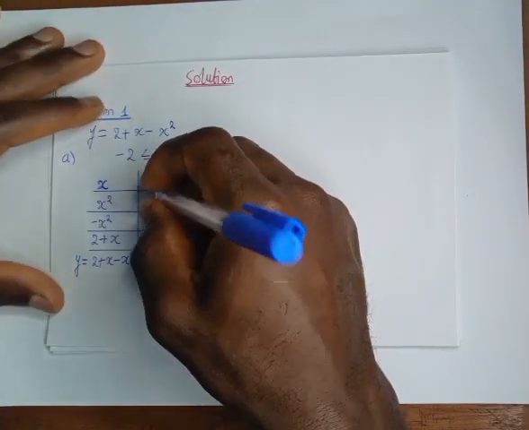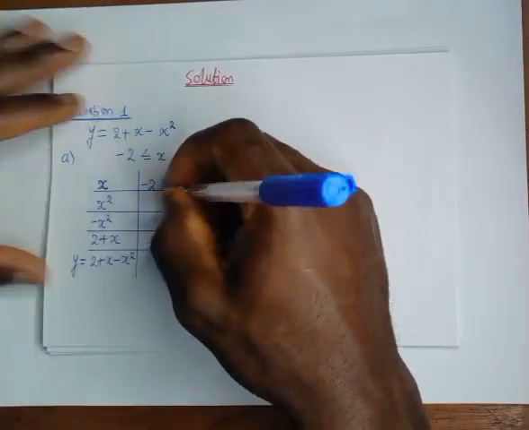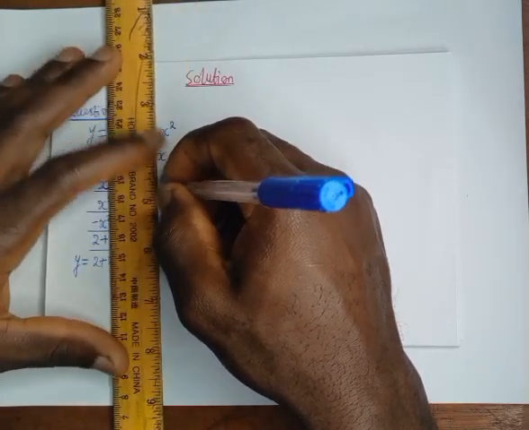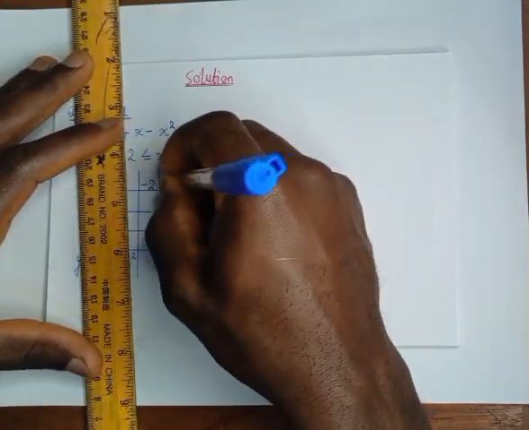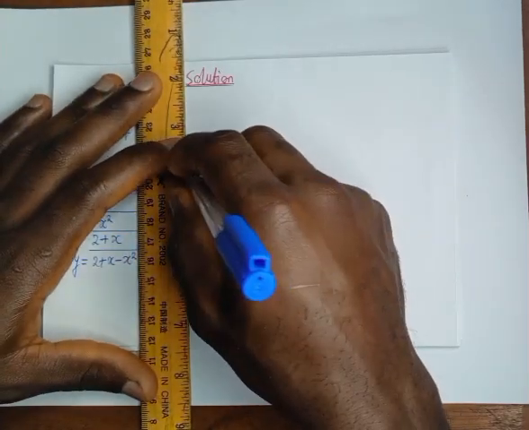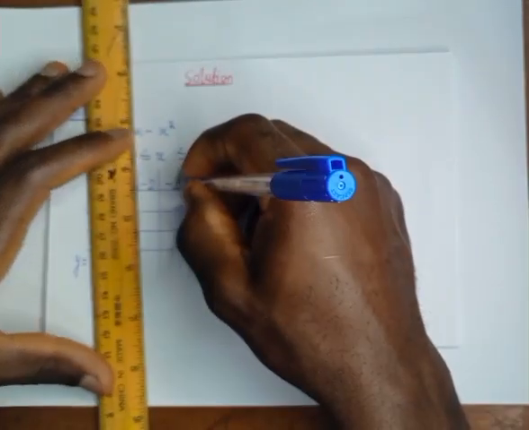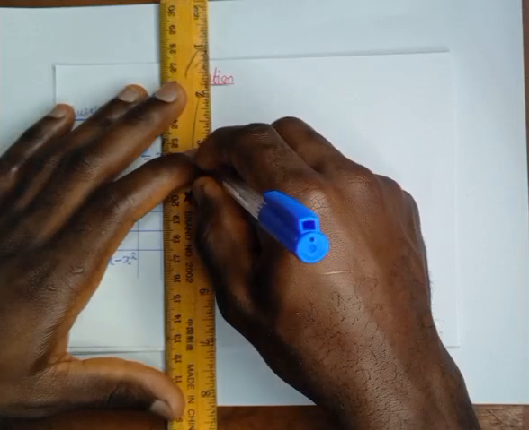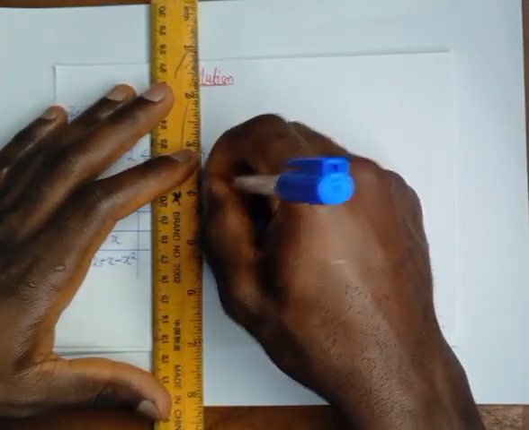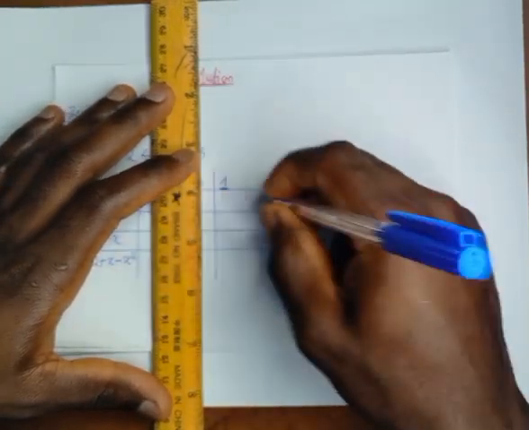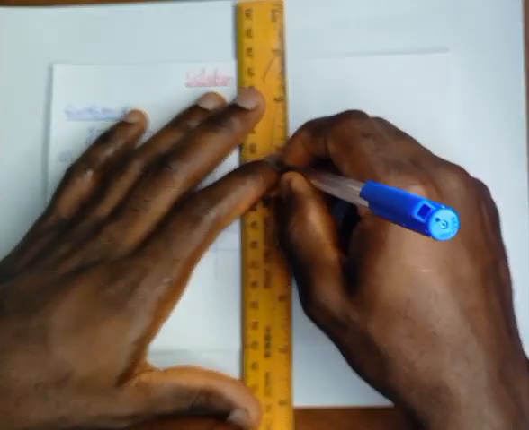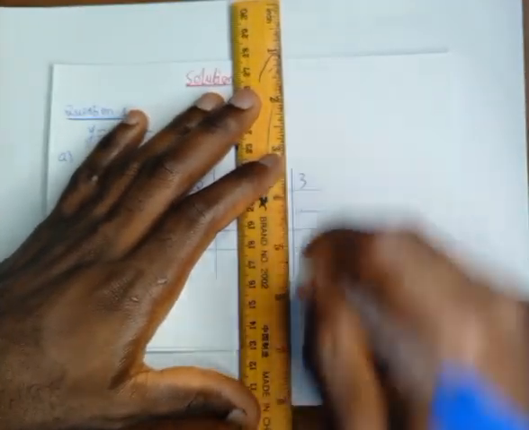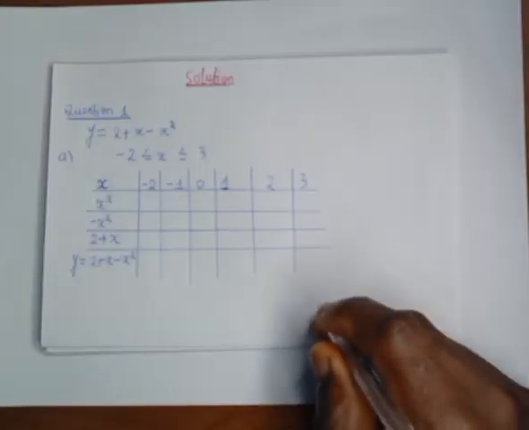We are going to start from negative 2. Next, we are going to take one unit. To negative 2, we add 1 and go to negative 1. Negative 1, we go to 0. 0, we go to 1. 1, we go to 2. And from 2, we end at 3. Now we can construct the table.